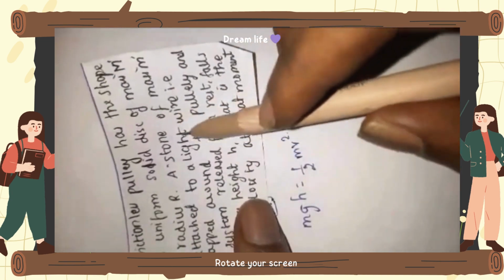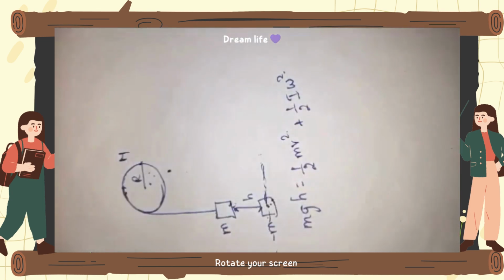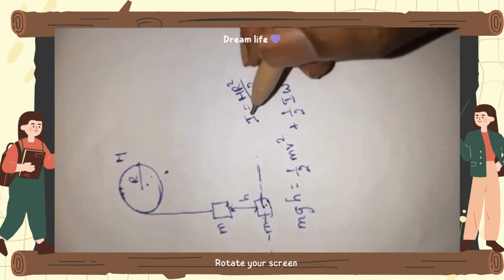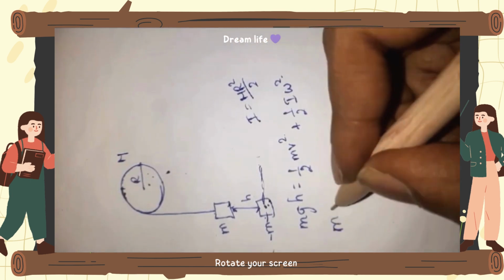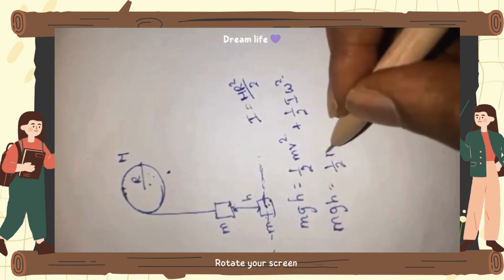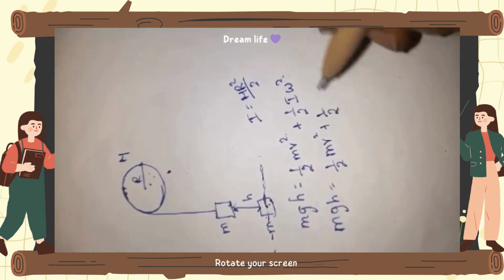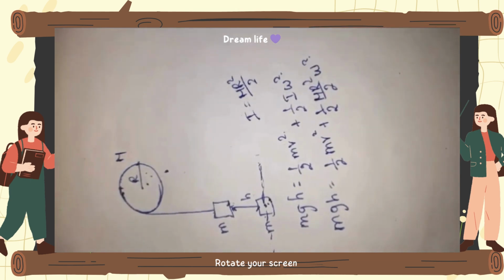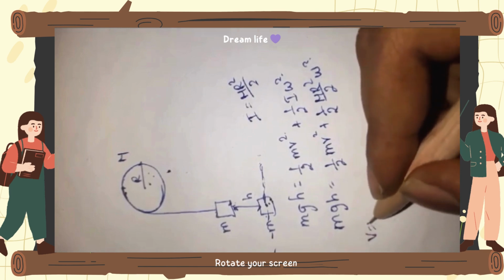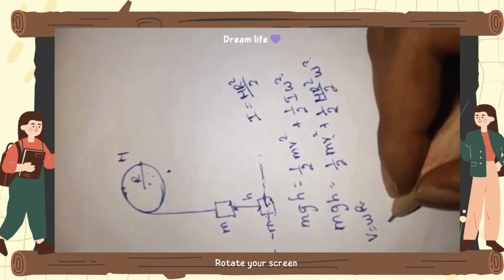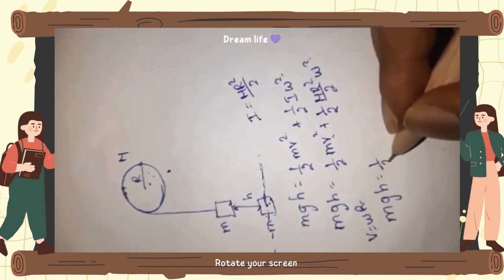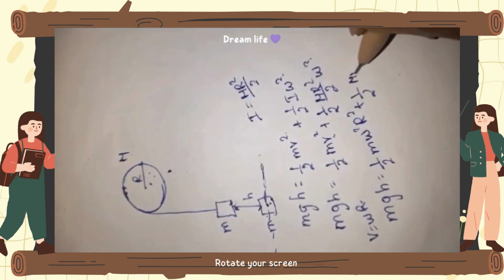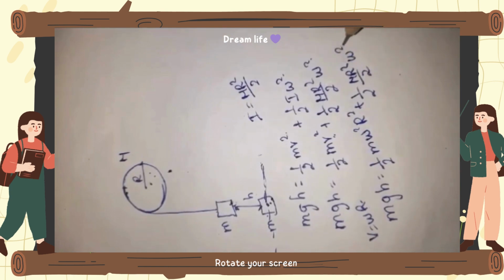And in the question it is given that it is a solid disk of mass M. So we know that the moment of inertia of a solid disk is MR square by 2 about its center of mass. So mgh will be equal to half mv square plus half MR square by 2 omega square. And we also know that v is equal to omega R, so let's substitute here. So mgh is equal to half m omega square R square plus half MR square by 2 omega square.